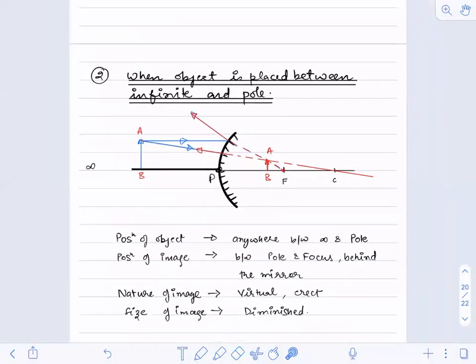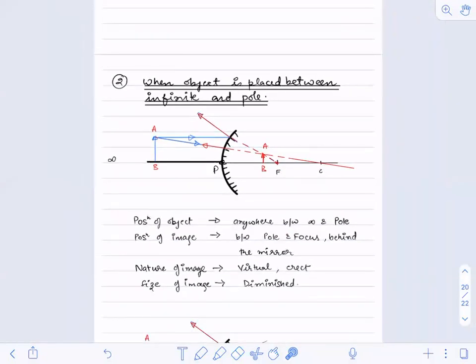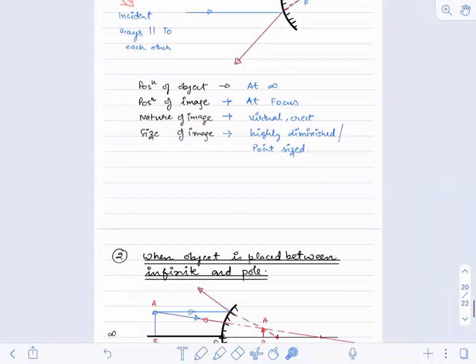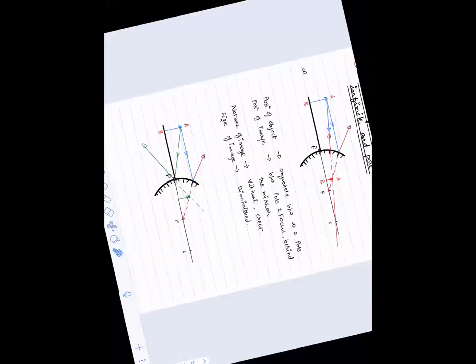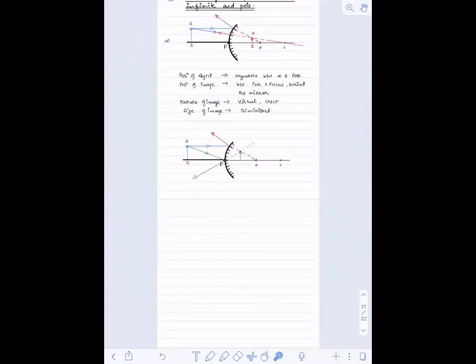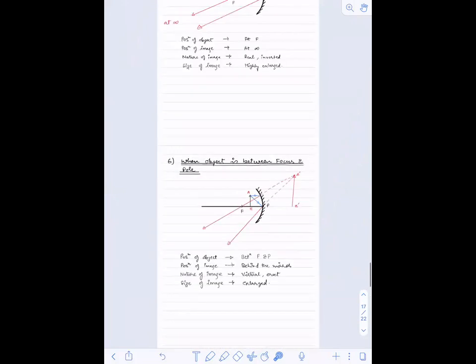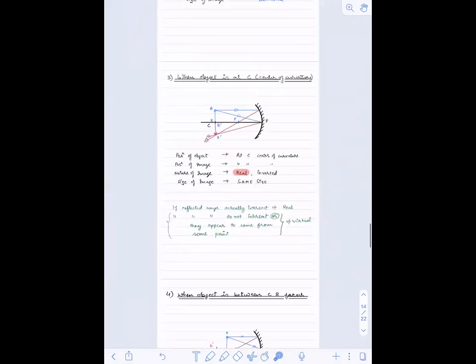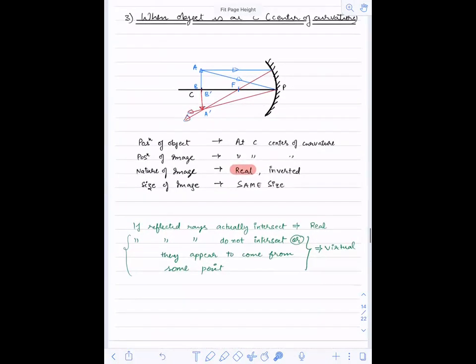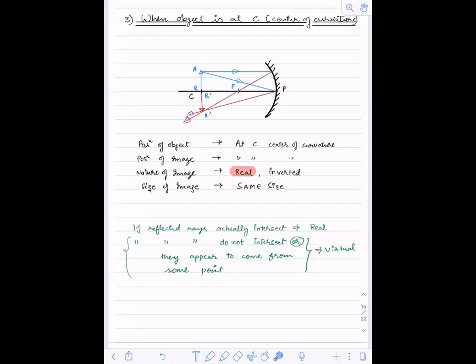So there are only two cases for the convex mirror. One at infinity, and second anywhere between pole and focus. Okay. So now you take the screenshot of this. And meanwhile, if anybody has any doubt, you can ask. Just take the screenshots quickly. If anybody has any kind of doubt, you can ask in between.